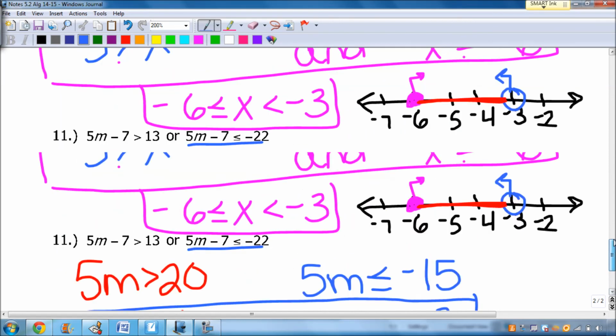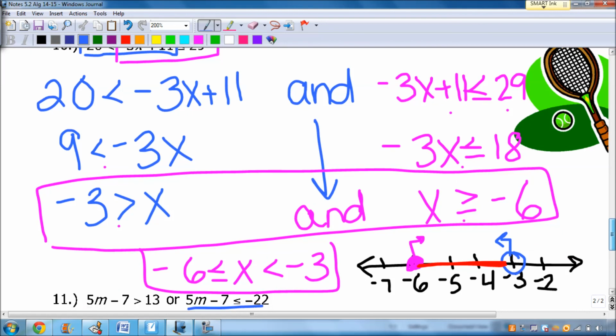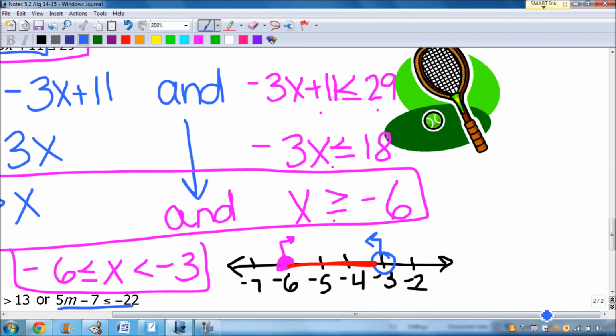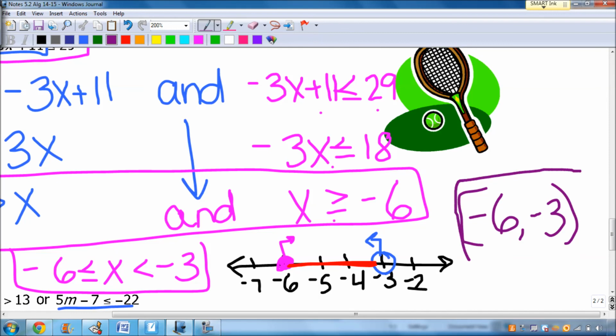Also, I forgot to go over the interval that you should have gotten for question number 10. It starts right at negative 6. And it includes negative 6, and it goes all the way to negative 3, but it does not include negative 3. Okay? Hopefully that makes sense to you.